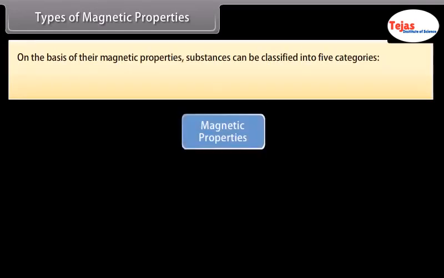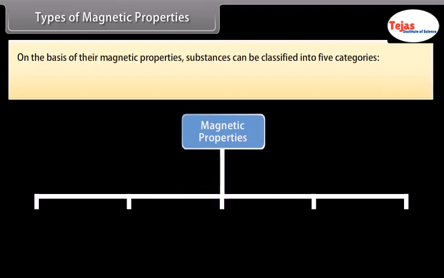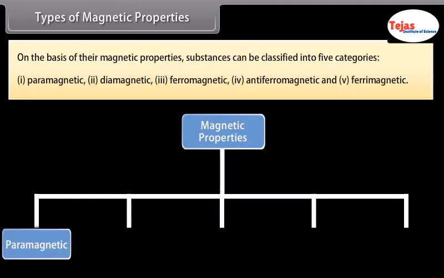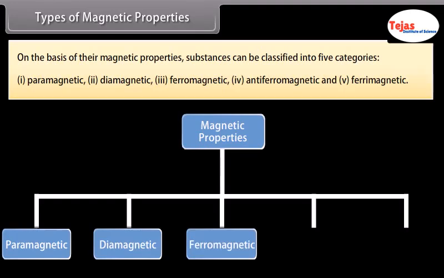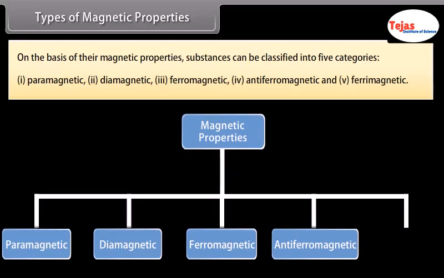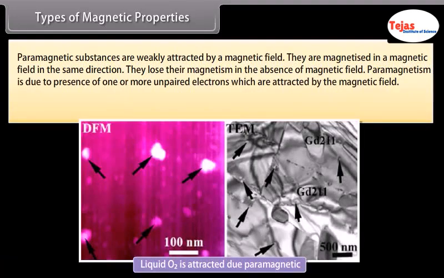Types of magnetic properties. On the basis of their magnetic properties, substances can be classified into five categories: 1. Paramagnetic, 2. Diamagnetic, 3. Ferromagnetic, 4. Antiferromagnetic, and 5. Ferrimagnetic. Paramagnetic substances are weakly attracted by a magnetic field. They are magnetized in a magnetic field in the same direction. They lose their magnetism in the absence of a magnetic field. Paramagnetism is due to presence of one or more unpaired electrons which are attracted by the magnetic field. O2, Cu2+, Fe3+, Cr3+ are some examples of such substances.